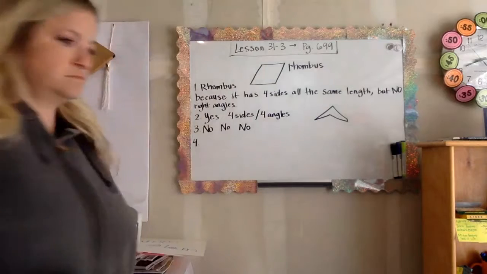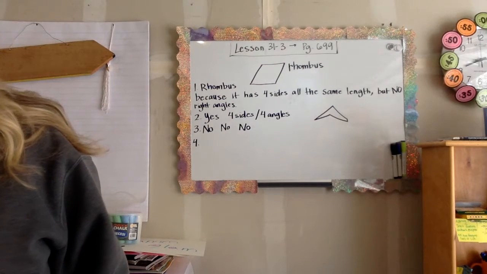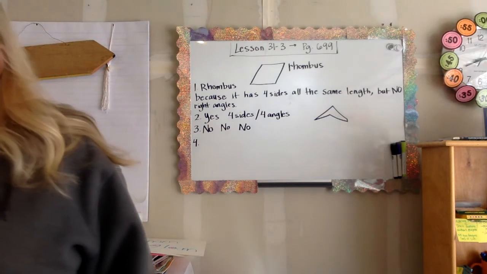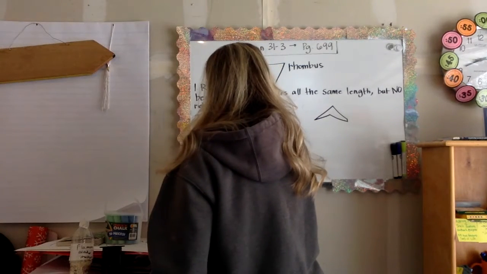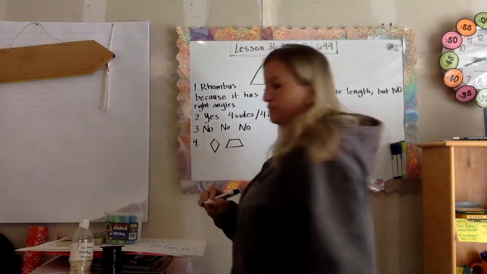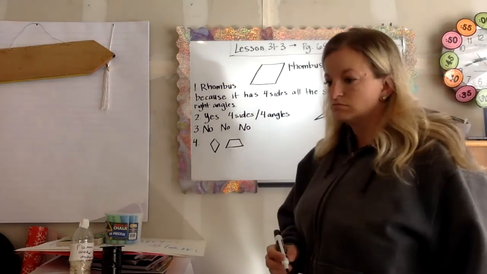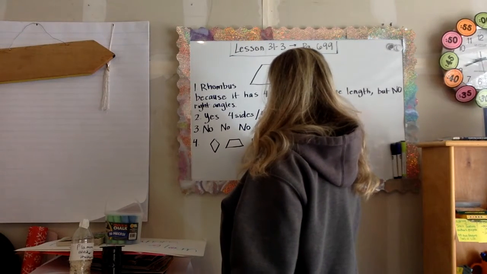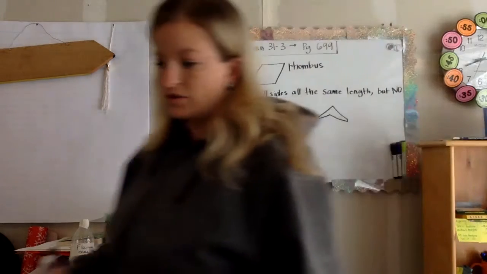Number 4. Draw a different quadrilateral that is not a parallelogram, a rectangle, or a rhombus. So a quadrilateral has to have 4 sides and 4 angles. So anything that you could draw could look something like this. Four sides, 4 angles. You could also draw something like this. 4 sides, 4 angles, that's a quadrilateral. So any of those will work.